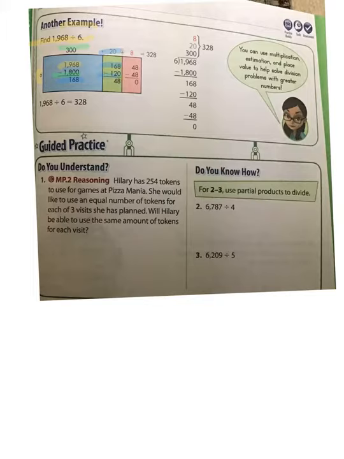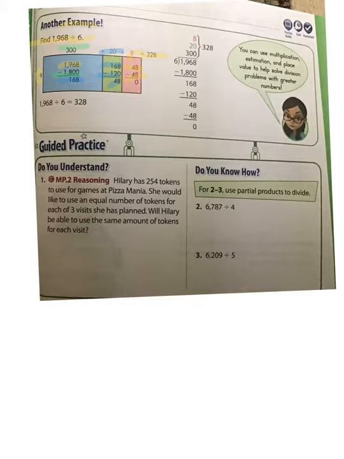6 times 20 is 120. We're going to subtract and get 48. Then in our last box, we're going to put 48 on top, and we know 6 times 8 is 48. So therefore, our answer is 328. Let's go down to our guided practice.